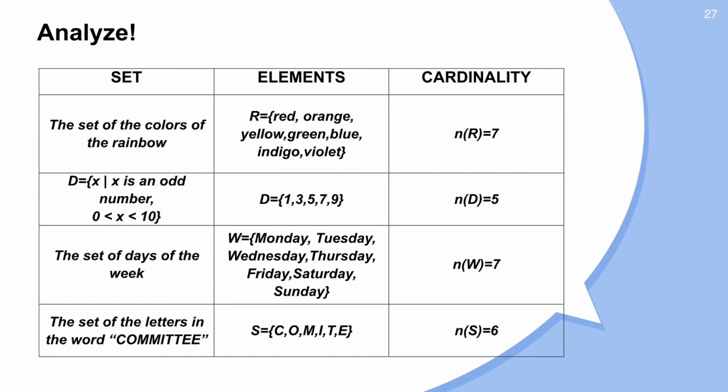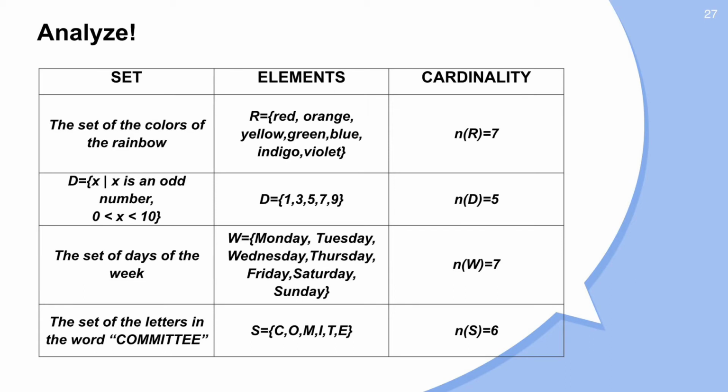So on the first column, as you can see, we have the given sets. So we have here the set of the colors of the rainbow. Under elements, as you can see, we enumerated the elements of the colors of the rainbow. And then how many elements do we have? We have red, orange, yellow, green, blue, indigo, and violet. So we have 1, 2, 3, 4, 5, 6, 7. So we have 7 elements. So the cardinality of the set can be represented as N of R, which is equal to 7.